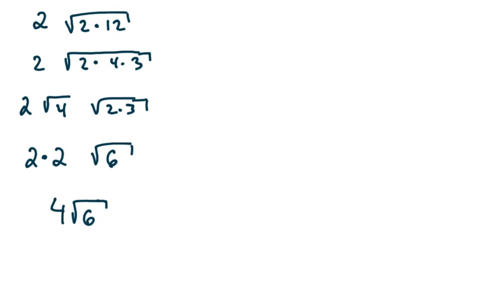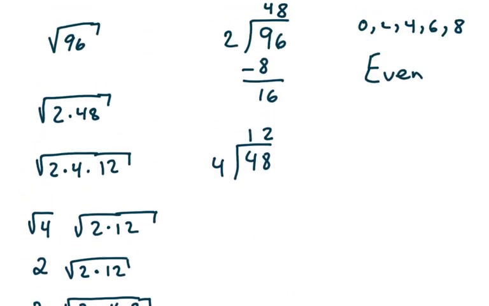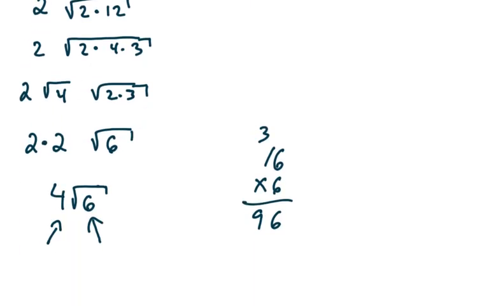And I've broken down to 4 square root 6. By the way, if you wanted to, you can also check this. If you square the number on the outside and multiply by the number on the inside, it should get you back to the original number, which it does. So there you have it, and that works.